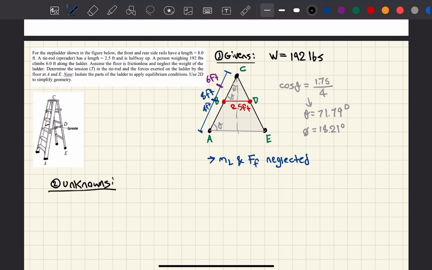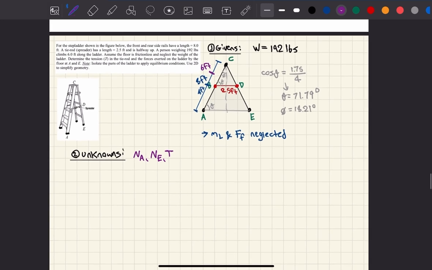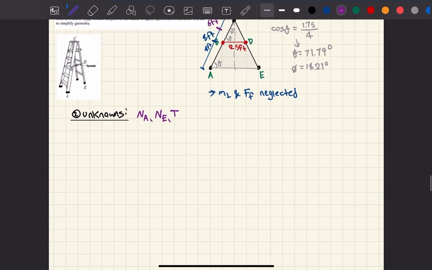In terms of unknowns in this question, the question asks us to find the normal force at point A, the normal force at point E, as well as the tension force within the tie rod or the spreader. Perfect. So now, naturally, we move to free body diagrams.